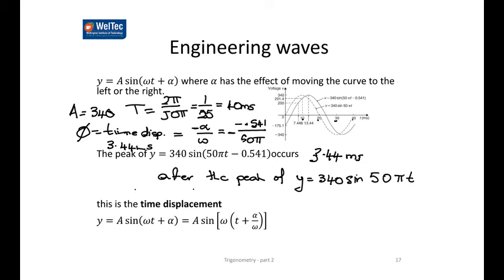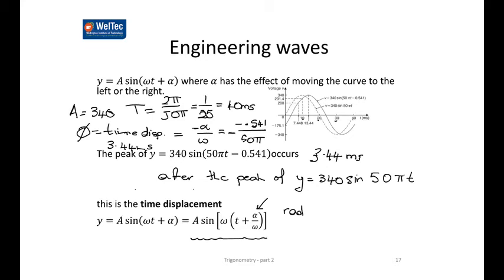We could rearrange our y equals a sine omega t plus alpha. We could take out a common factor of omega, and sometimes you'll see that it's written like this. And this bit here is what's giving you your time shift. So alpha is your phase angle, and because it's time, it'll be in radians, and alpha over omega is, as we said before, the time shift or the time displacement.